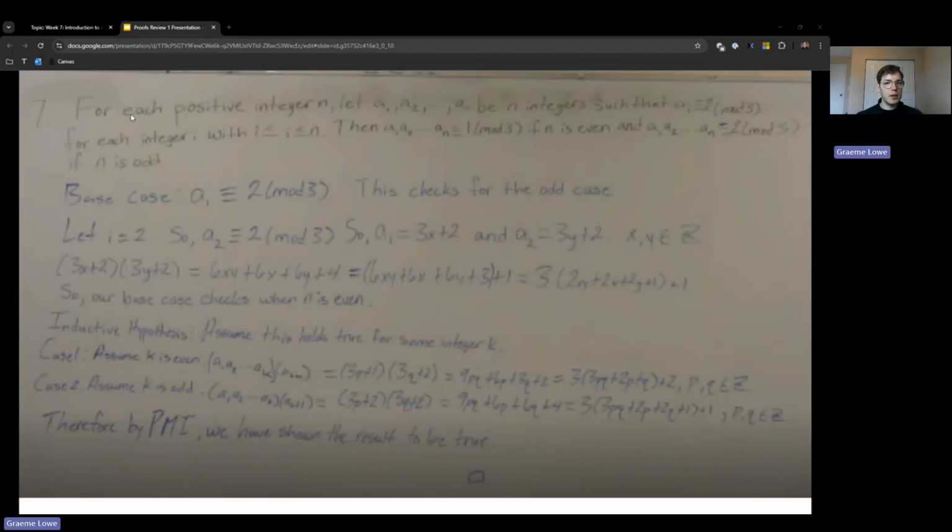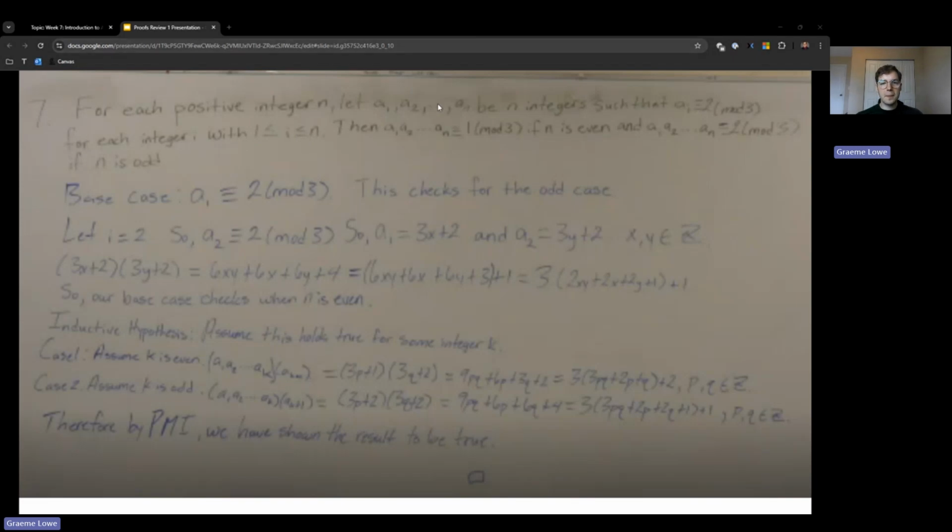Number 7. This proof is a little bit longer, but the first part is quite dense for me, so I stepped through it a little bit slower. So the result up here in black starts with: for each positive integer n, let a1, a2, ..., an be n integers such that ai is congruent to 1 mod 3 for each integer i with 1 less than or equal to i, less than or equal to n.